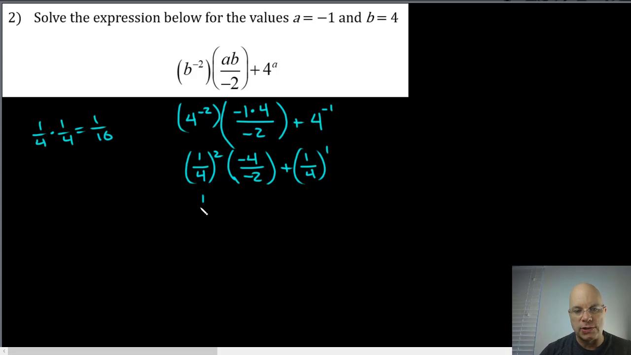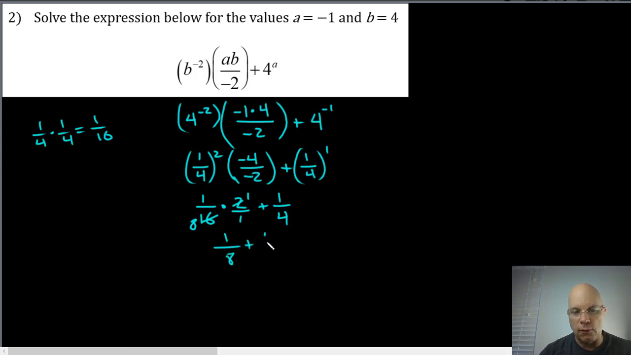So now this is 1/16 multiplied by this quotient. Negative 4 divided by negative 2 is 2, because 4 divided by 2 is 2, and a negative divided by a negative is a positive. So 1/16 multiplied by 2 plus 1/4. 1/16 multiplied by 2. You could think of that as 2 over 1 if that's helpful, but you see there's a common factor of 2 here. 2 divided by 2 is 1, 16 divided by 2 is 8. So we get 1 times 1 is 1, over 8 times 1 is 8.